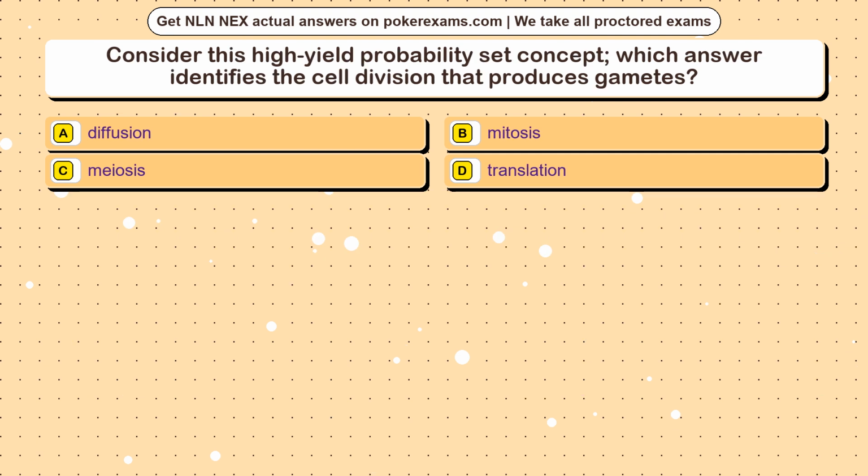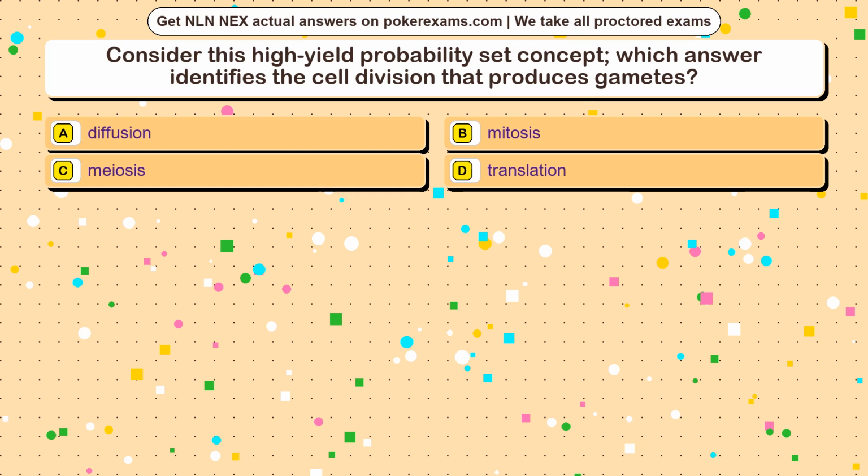Question 18. Consider this high-yield probability set concept. Which answer identifies the cell division that produces gametes? Option A, diffusion. Option B, mitosis. Option C, meiosis. Option D, translation.